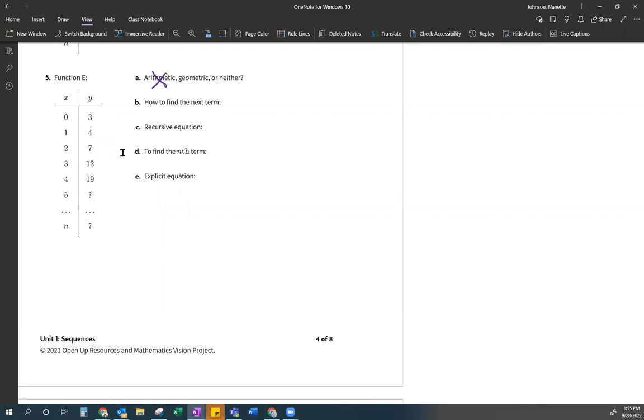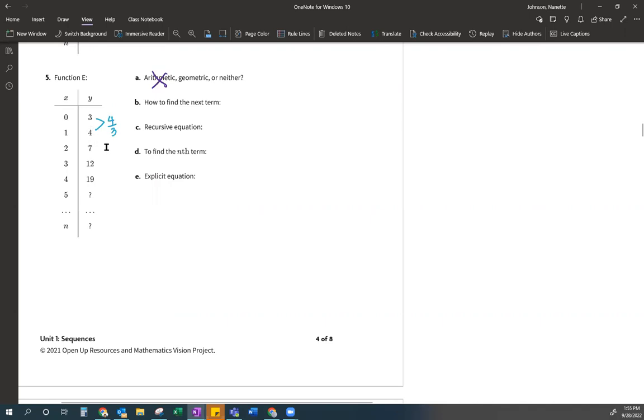Oh my gosh. I don't know 3 times what gives me 4. So I'm going to go with my divided by. I'm going to go with 4 divided by 3 is 4/3. But 7 divided by 4 is not 4/3. So 4 divided by 3 gives me 4/3. 7 divided by 4. Yes, very good. Okay, so this is 4/3. 7 divided by 4 is 7/4.